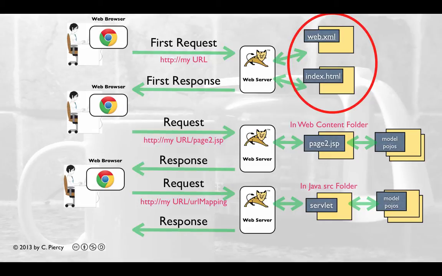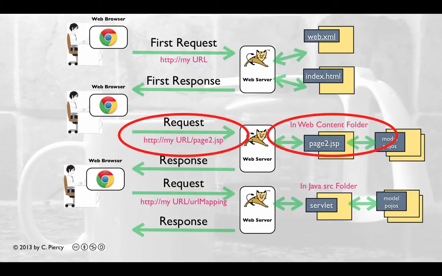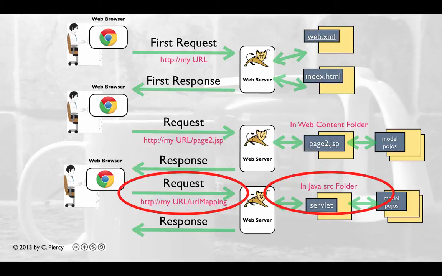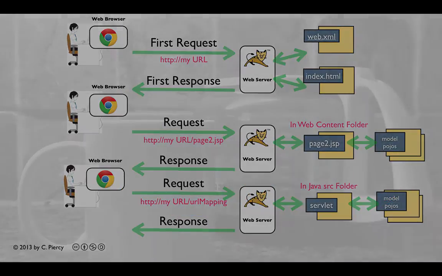We're going to see how the web XML file can be configured to point to index.html as the welcome file. We'll create a simple JSP page. We'll see how we can add a link to index.html so that the next request will go to page2.jsp. Finally, we'll create a servlet and its URL mapping. We'll note where the URL mapping information is stored within the servlet, and then we'll see how we can connect our page2.jsp to this URL mapping.